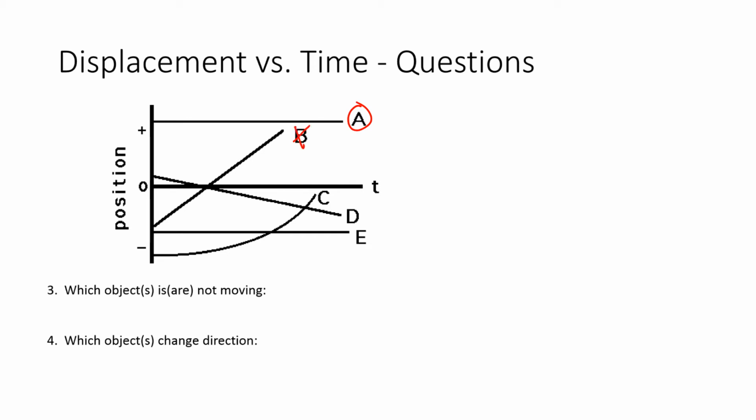C, again, its position is changing over time. It starts out not moving very fast down here, but it increases its velocity, so it is moving. D, again, has a slope. Even though it's negative, it is still moving, just in the negative direction. And E, again, maintaining its position at something negative, so it's not moving. So this one would be A and E.